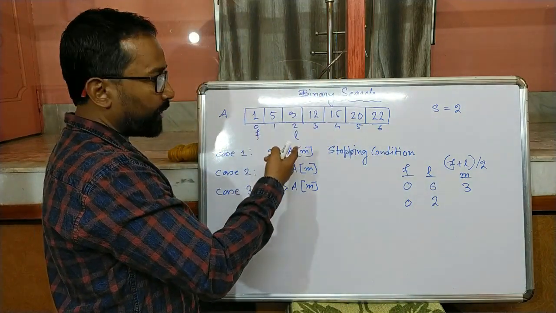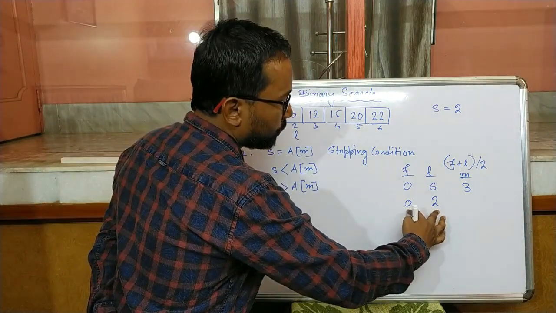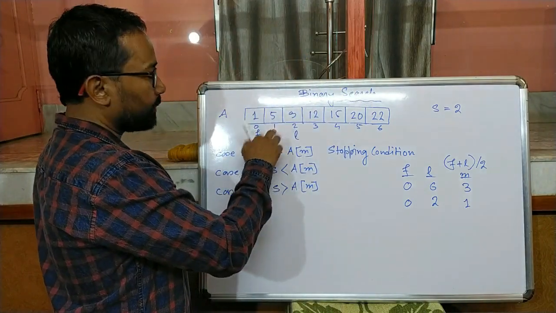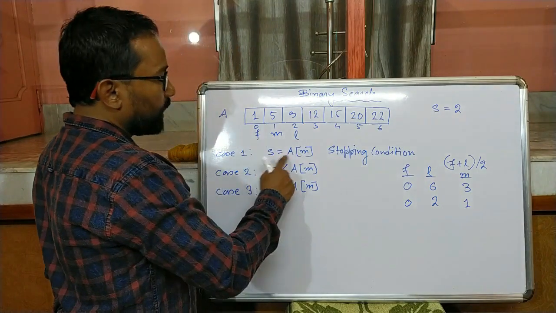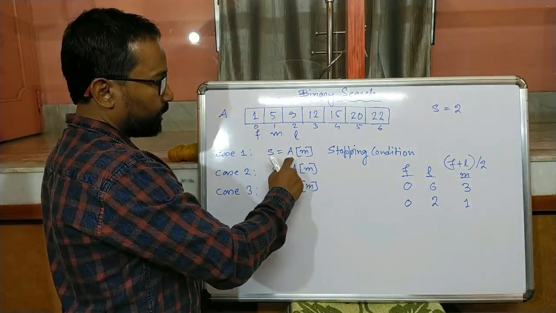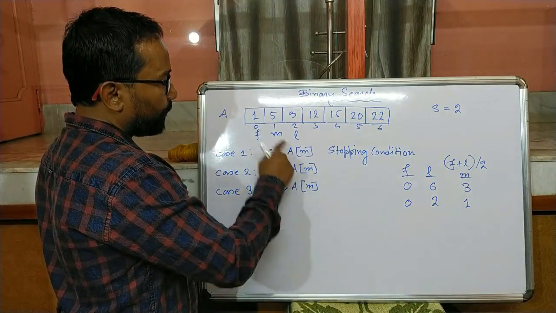Now again we will find the middle index in the next iteration. F plus L by 2. So 0 plus 2 by 2 means 1. So 1 is this one. So this is M now. So here we are checking the value S, 2 is equal to A of M? A of 1 means 5. It is false. So in the second condition, we are checking S, 2, less than A of M, 5.